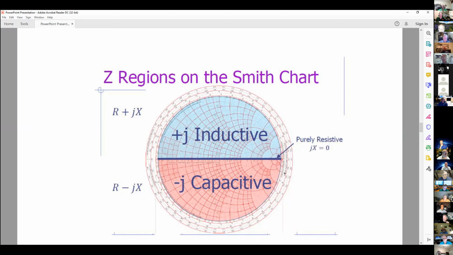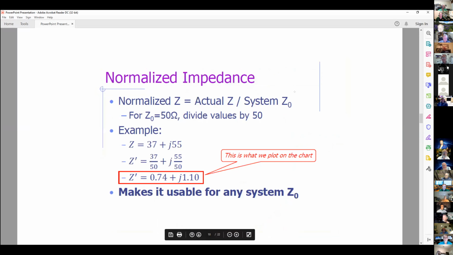Okay, am I back? Yes, obviously. Okay, all right, so let's go back. So the second division by 50, 55 over 50, gives you the fractions 0.74 plus J1.1. And these are the values that you're actually going to plot on the Smith chart. And we'll be doing that in a minute.